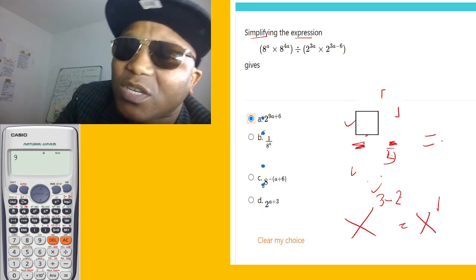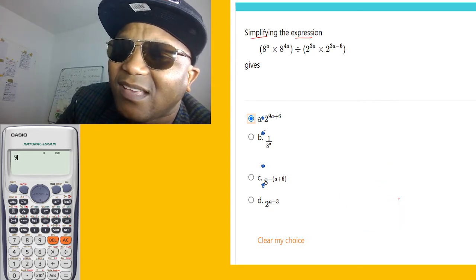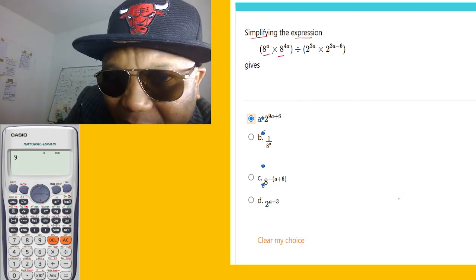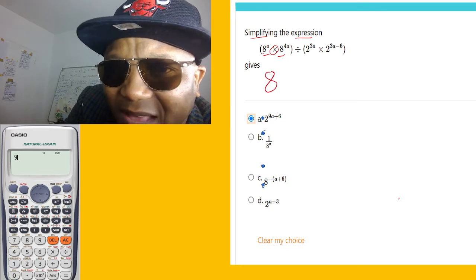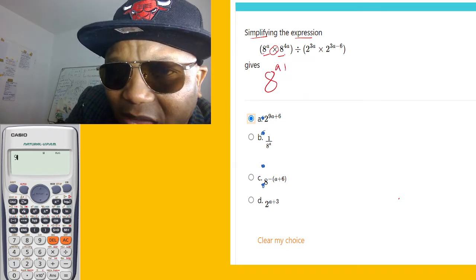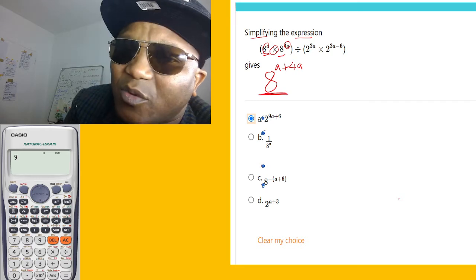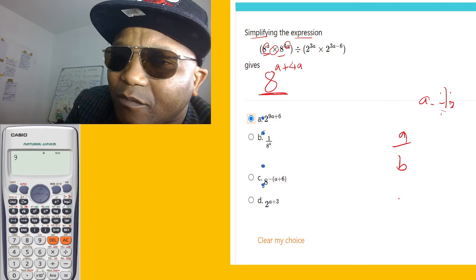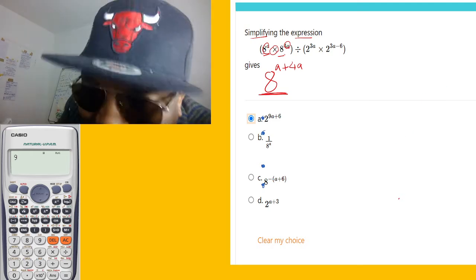Now let's come and solve our question. See how easy it's going to become. This base and this base are the same, and there's a multiplication between them, so I'm only going to write 8, because they're the same, and then I add the powers: 4a and a. Divide means you can write it like this, because a divided by b is the same as a over b. It does not make any difference.